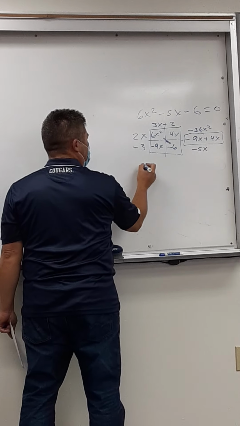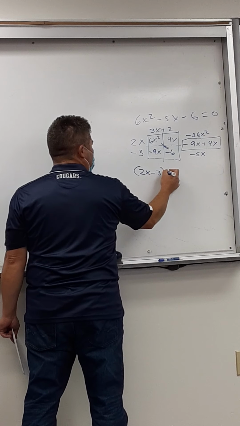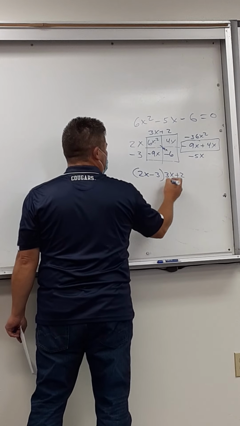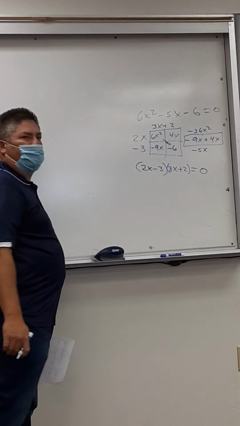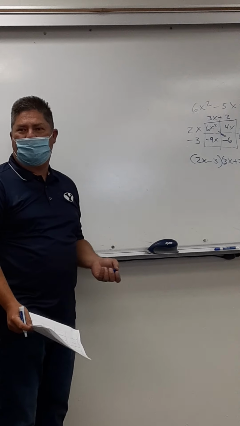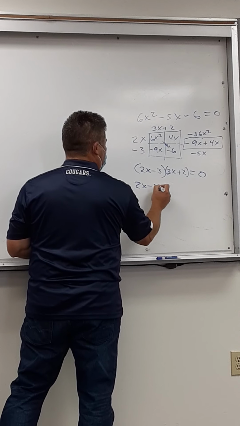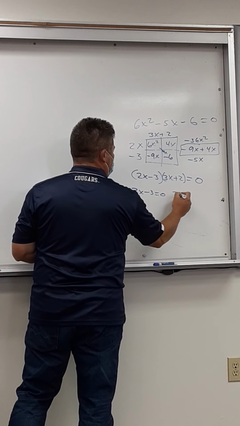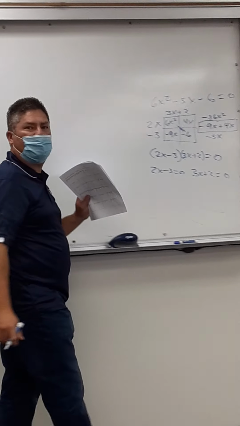What's the factors? 2x minus 3 and 3x plus 2, and it equals 0, and now I just solved this. Okay, now solving this is a little pain in the butt too, I can tell you that right now, because I've got 2x minus 3 equals 0, or I have 3x plus 2 equals 0.